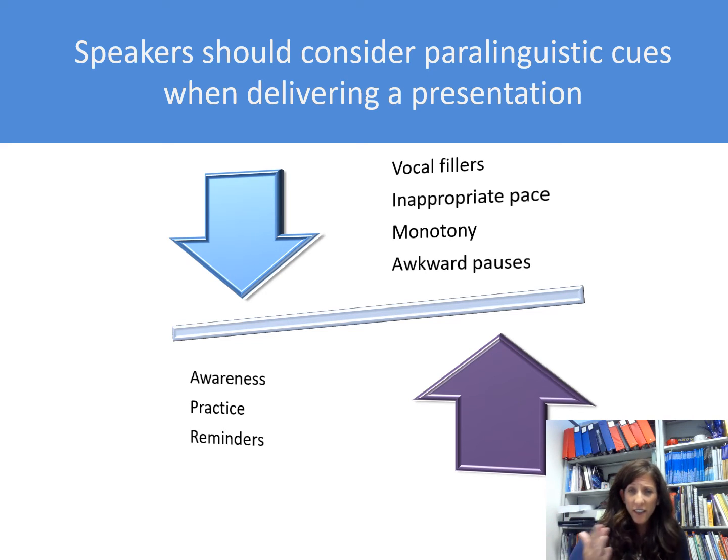Ultimately, all of these things that we're talking about here can be addressed with things like simple awareness, realizing what you're doing, practice, we've talked about the importance of practice earlier, and those reminders or cues to yourself to try to work on whatever vocal cue you might be struggling with. Okay, so those are just a few things to think about in terms of paralinguistic cues. Check your textbook for some additional ideas.